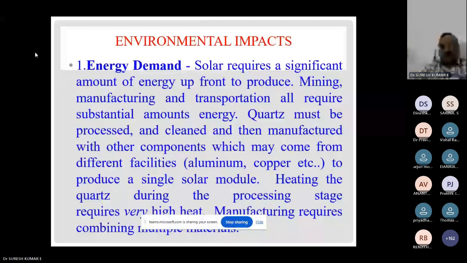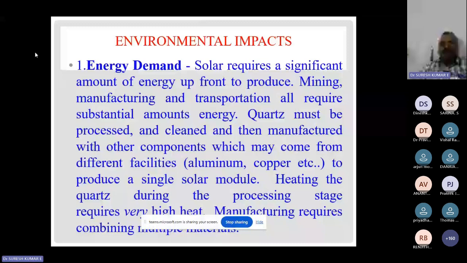Then mining: this material we got after mining, how much energy did we use? Manufacturing process, how much energy used? Transportation: we are blaming that fossil fuels are not good and solar panels are eco-friendly, but carrying on a truck filled with diesel and blaming fossil fuels. Transportation all requires substantial amounts of energy. So there should be a balance. Mining, we need energy. Manufacturing, we are spending energy. Transportation, we are spending energy. After that, we are getting a solar photovoltaic module or panel.